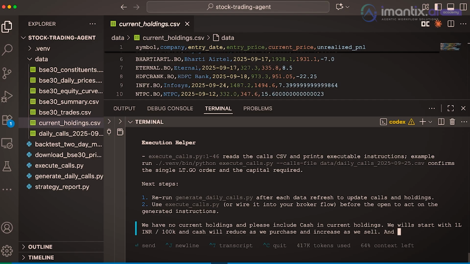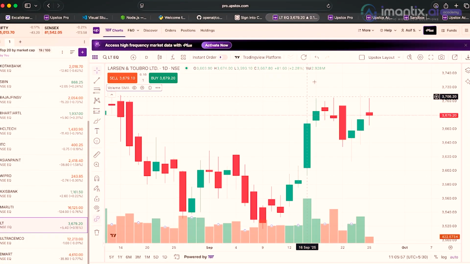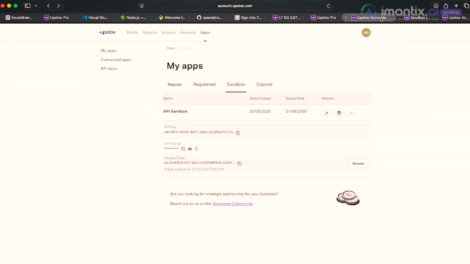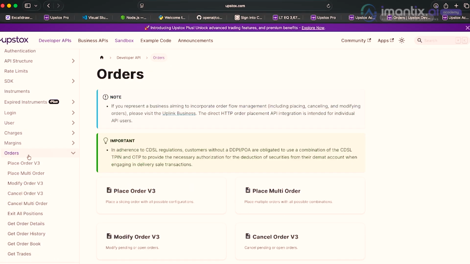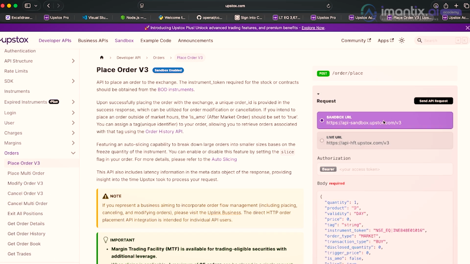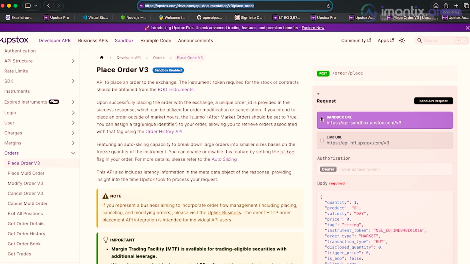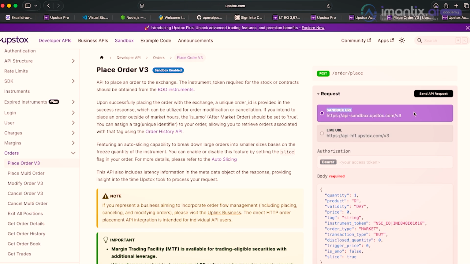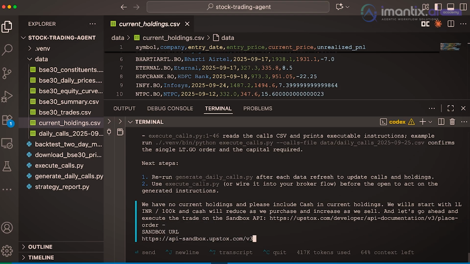And let's go ahead and execute the trade on the Sandbox API. Now, this is one place where I'll just supply some extra information to the agent, where it would actually need to go and hunt for the place order endpoint. So when you are placing an order, it needs to use this URL, and I just wanted to use the Sandbox URL so it doesn't end up trying the live. It will fail on the live because we don't have an access token for the live. But anyway, this should just help it a bit on its way.